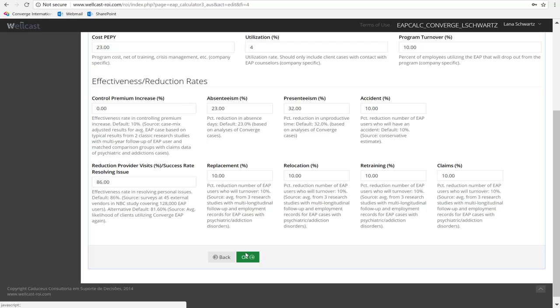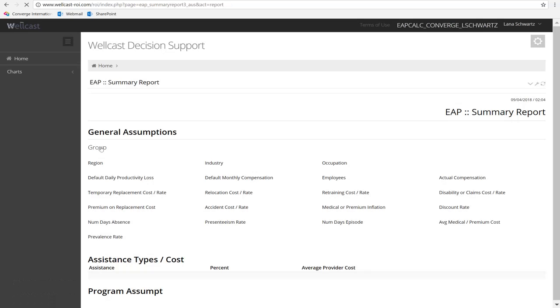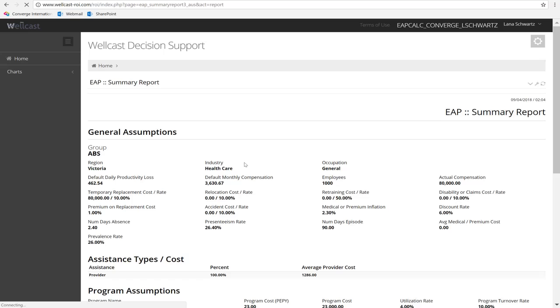If you come down to OK, this will take us through to the financial metrics. When it comes to the filters, this gives us a chance to filter off exactly which group and program we're looking at. So ABS and ABS overall, and click OK. And what we're presented with is our EAP summary report.